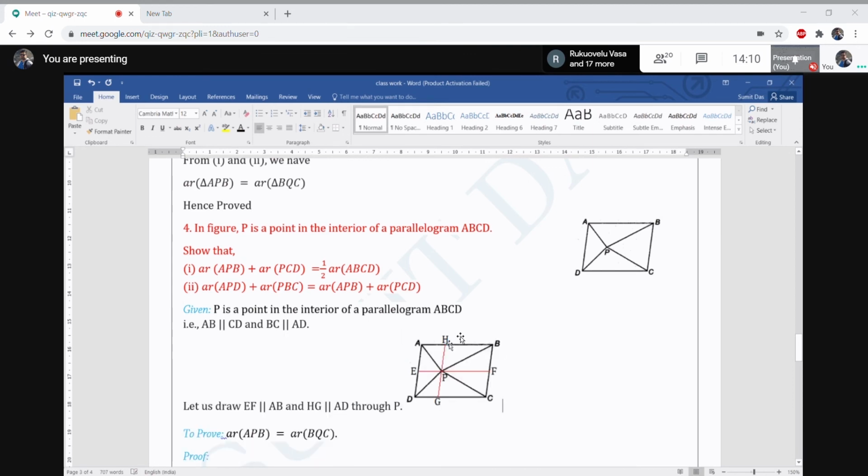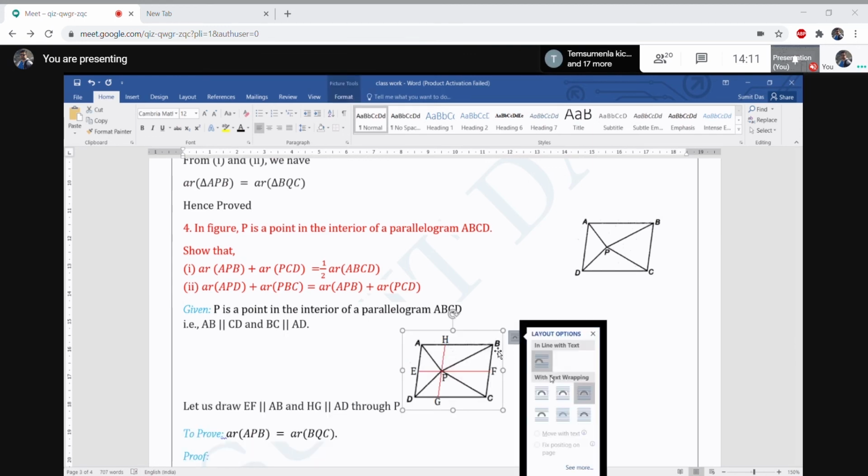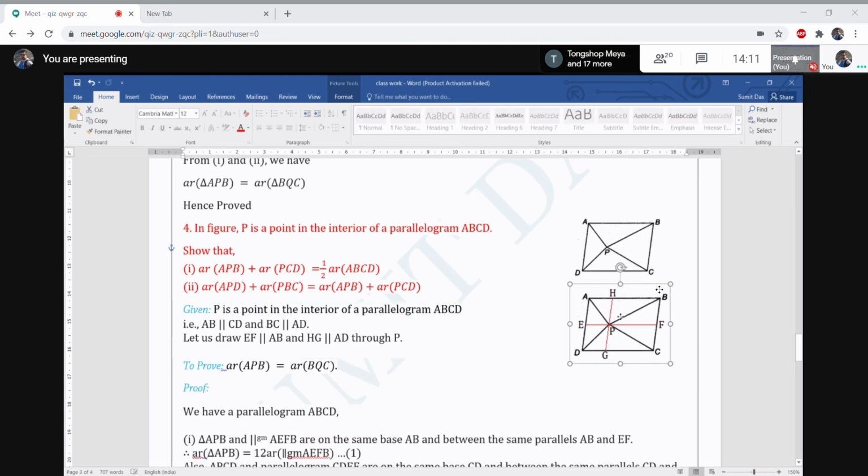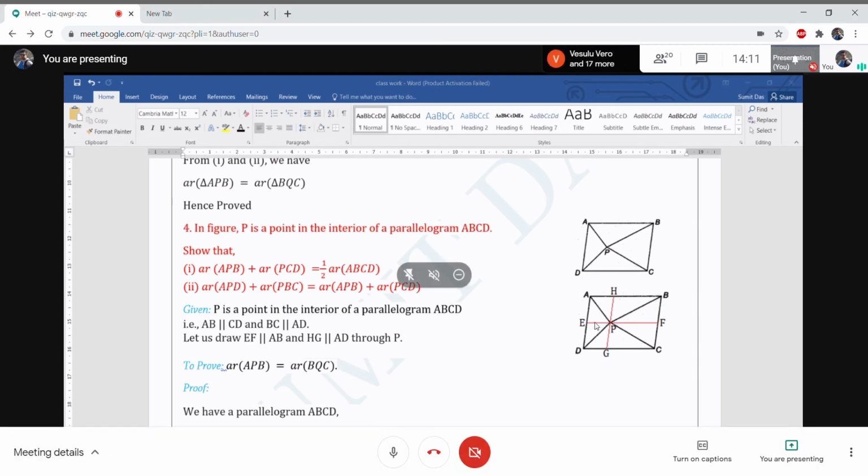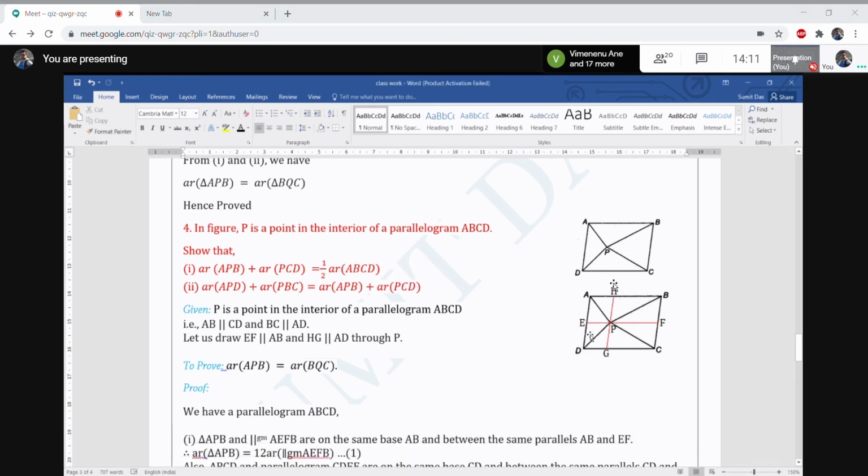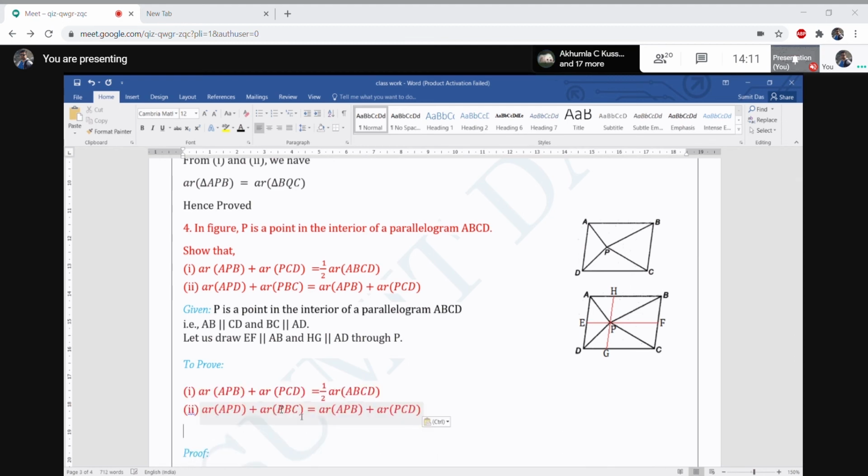Well, this is our perfect diagram. Okay, sorry for this one. So we have to draw two lines: one is EF parallel to AB, and one is HG, which is parallel to AD, through P. Then this is what we have to prove. This part we have to prove.